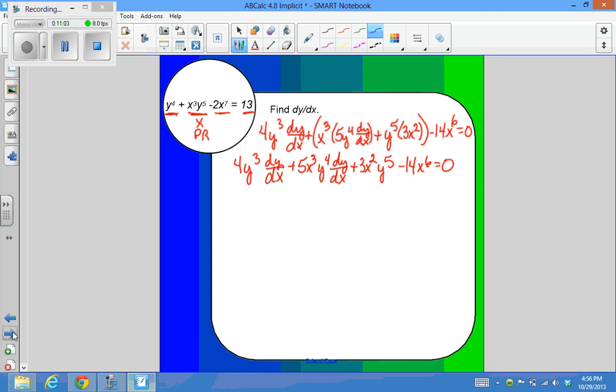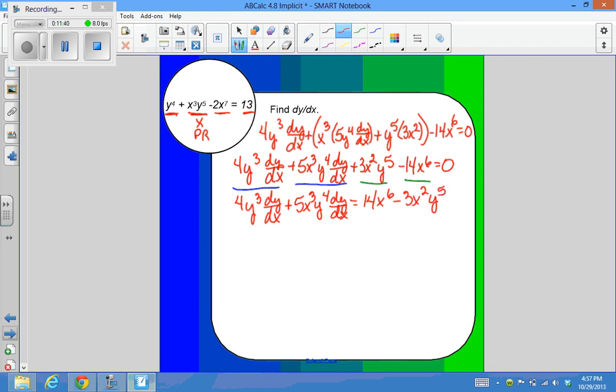Well, these two terms right here have dy dx in them, so they're going to stay on the left-hand side. These two terms right here without the dy dx are going to be moving to the other side. I'll just do 2 steps. So we got 4y cubed dy dx plus 5x cubed y to the 4th dy dx equals 14x to the 6th minus 3x squared y to the 5th.